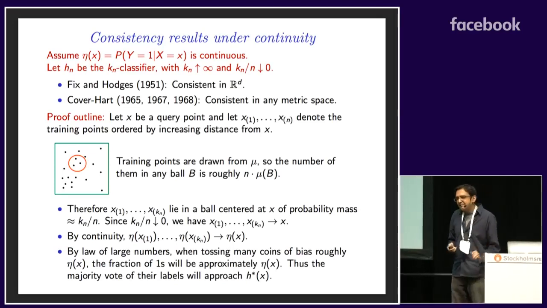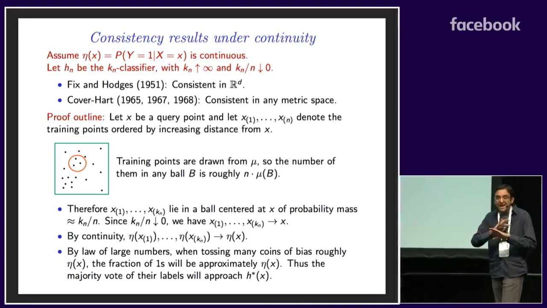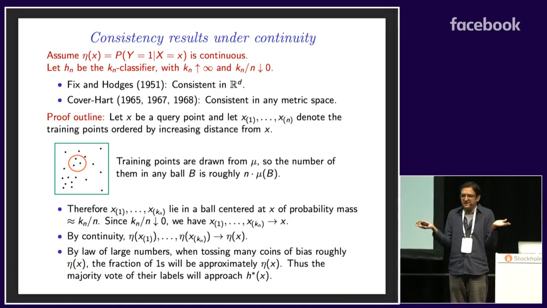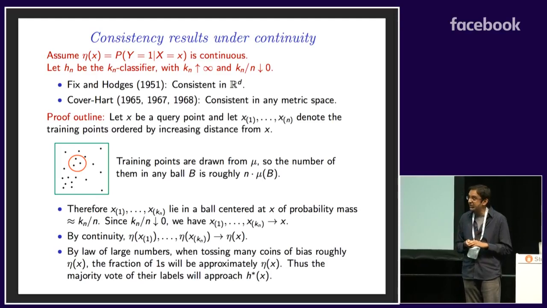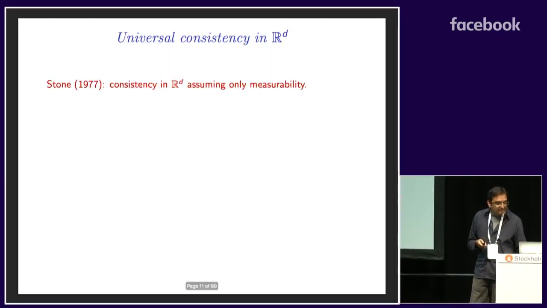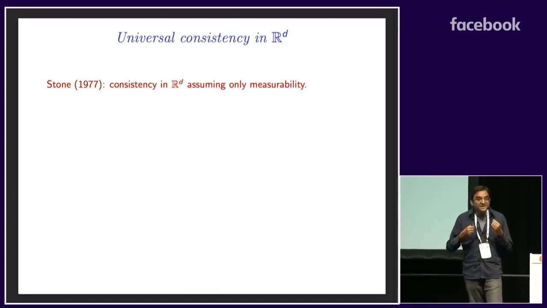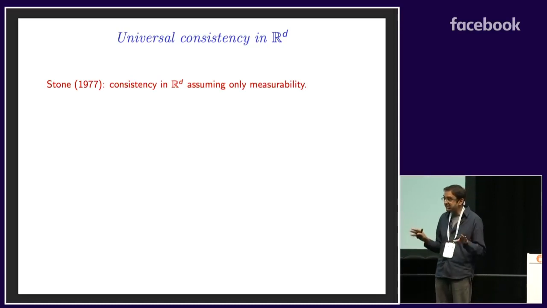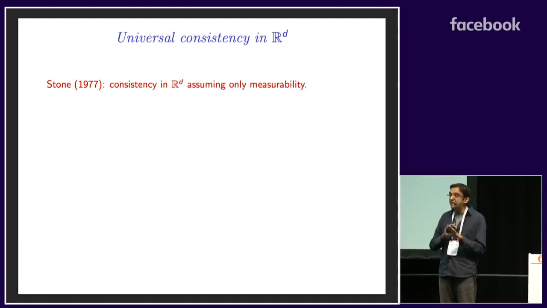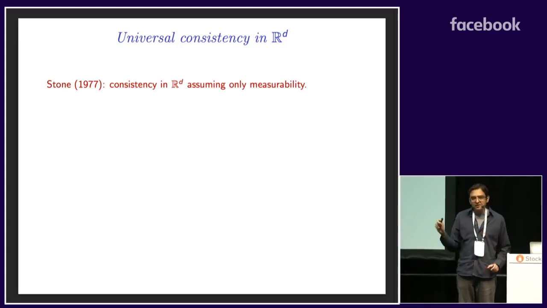Okay. But ideally we'd like consistency to hold without any assumptions whatsoever. We have no idea if the eta function, in our particular application, is going to be continuous or not. And so it was a huge result in the 70s when Stone showed that k nearest neighbor, where k grows with n, is consistent without any assumptions at all. Okay? And I'm not going to go through the result.